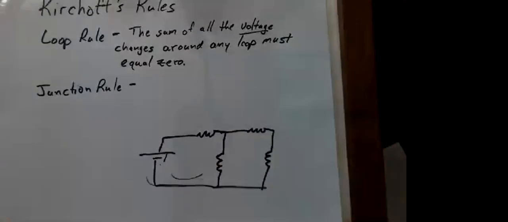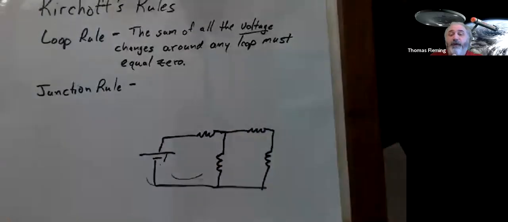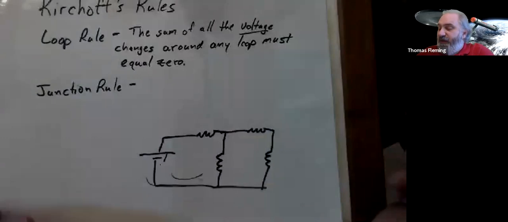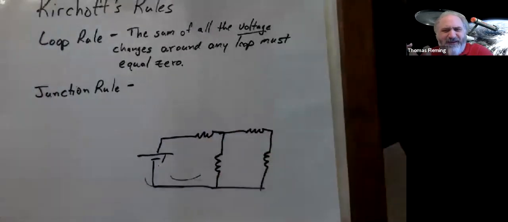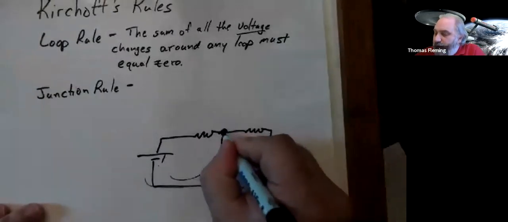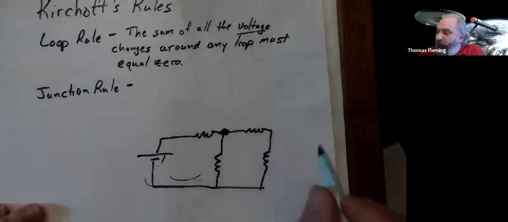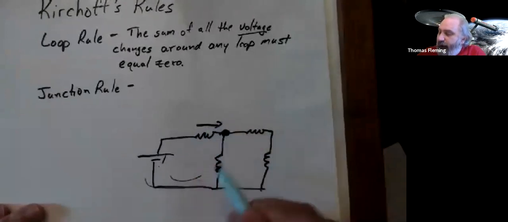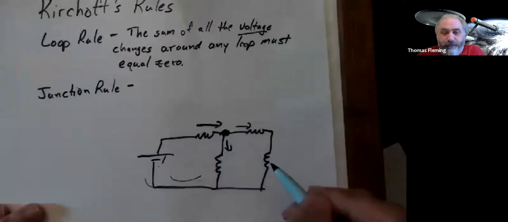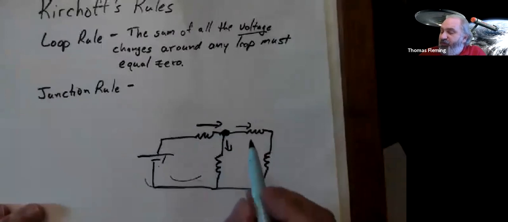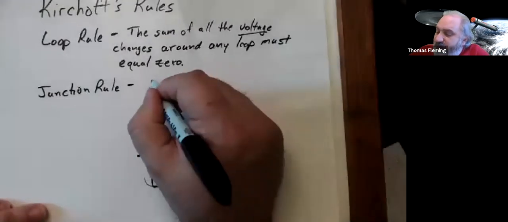Now, the junction rule is a little bit different, because the junction rule is not about voltage, it's about the current. And the junction rule says that the current that goes into a junction, and by junction I mean an intersection, a place where the circuit splits. So like right here, there's a junction, because I could come in going this way, but there are 2 ways I could get out.